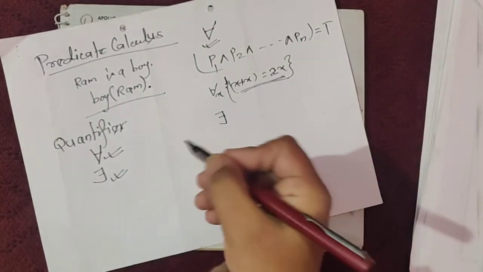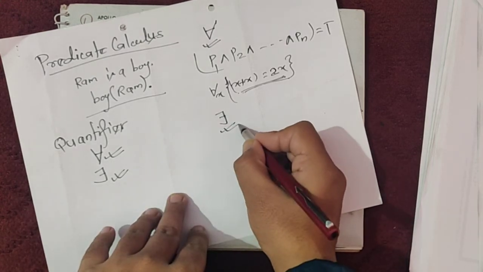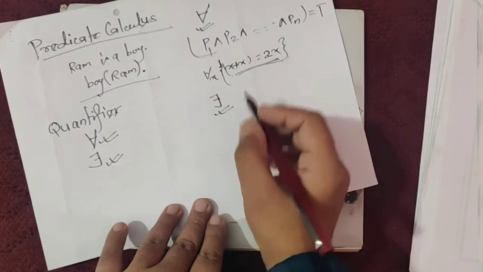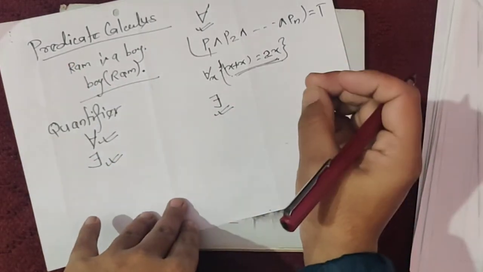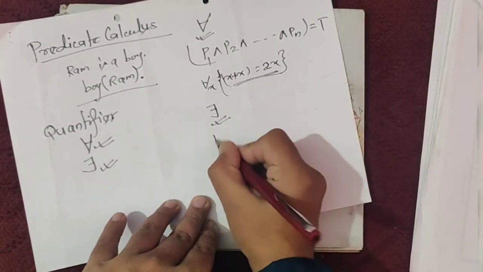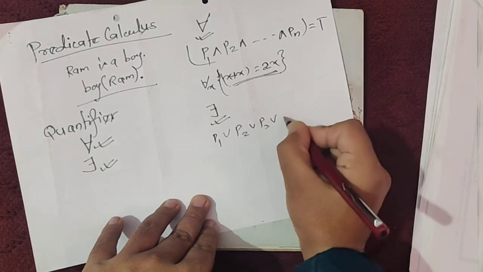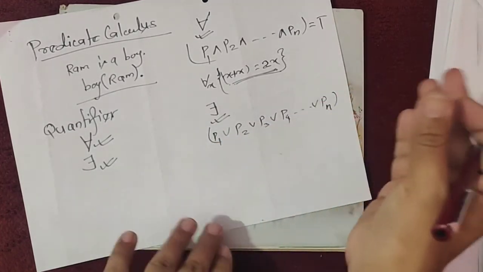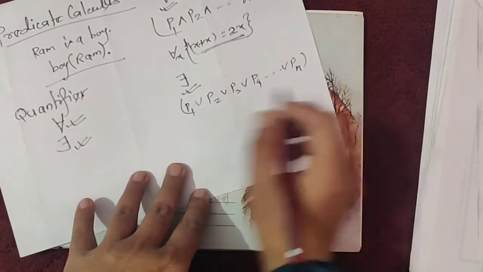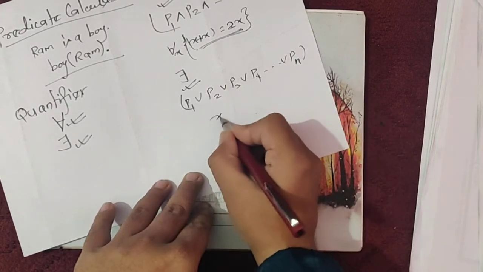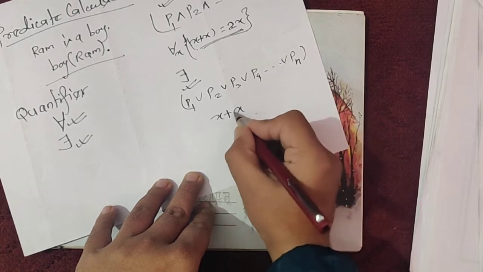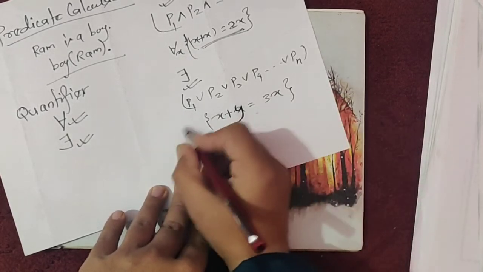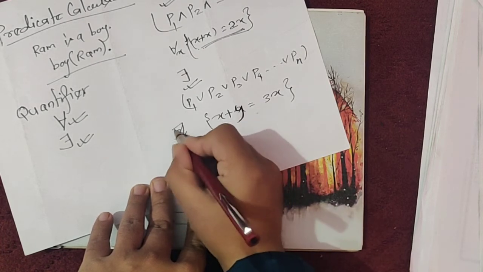Similarly, the second one is the existential quantifier, and it is symbolized as this, and reads as for some or there exists. It is valid if one of the conditions is true, or if one of the values of the variable is true. That means p1 or p2 or p3 or p4 or pn. That means at least one value must be true for the given domain. And let us consider an example. There exists x, x plus x equals x square.